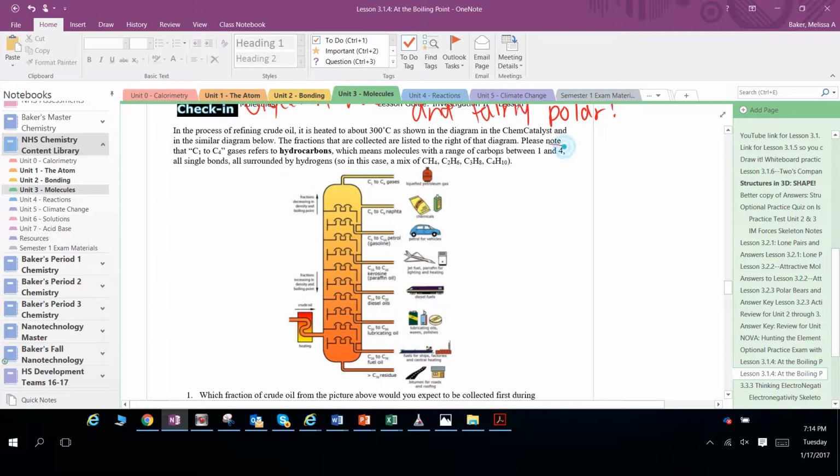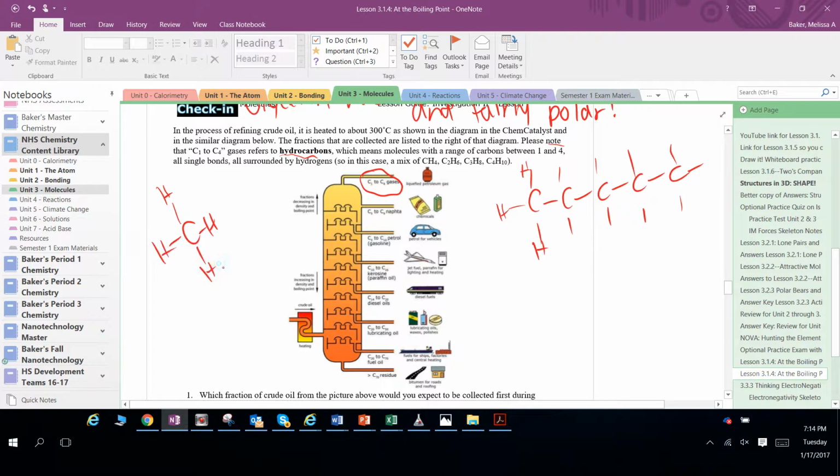So first there's a term here. It says hydrocarbons. I want to clarify that that is literally a molecule of no double bonds. It's just a whole bunch of carbons and hydrogens. And sometimes it'll give you a range. I'm not going to draw this all out, but here it says C1 to C4 gases. So a C1 gas would just be CH4. And then a C2 gas would be C2H6.